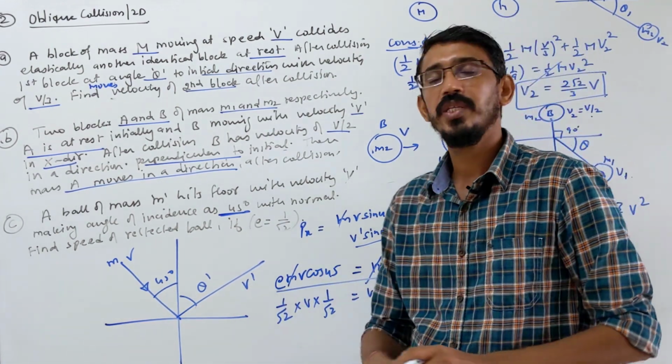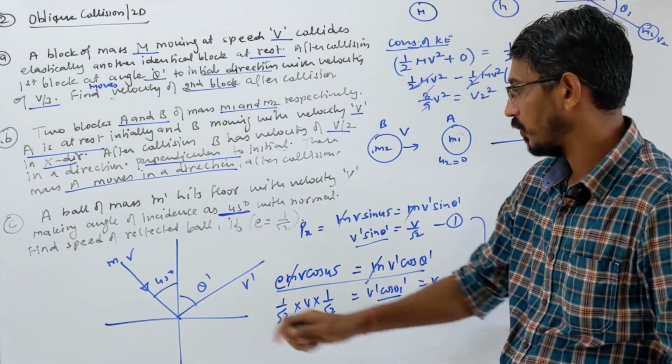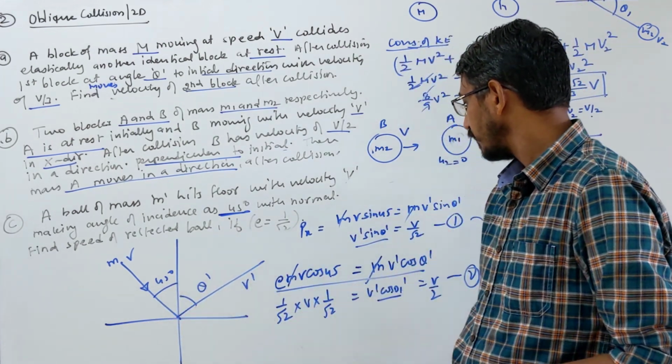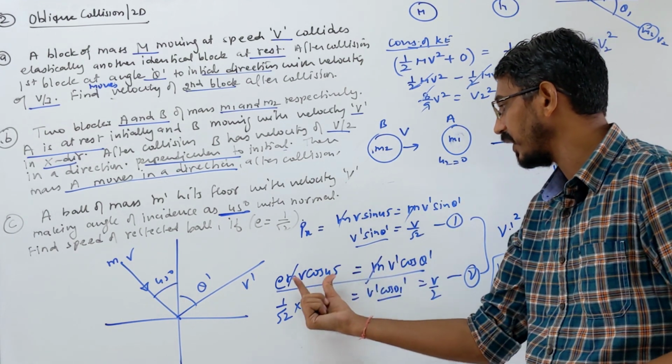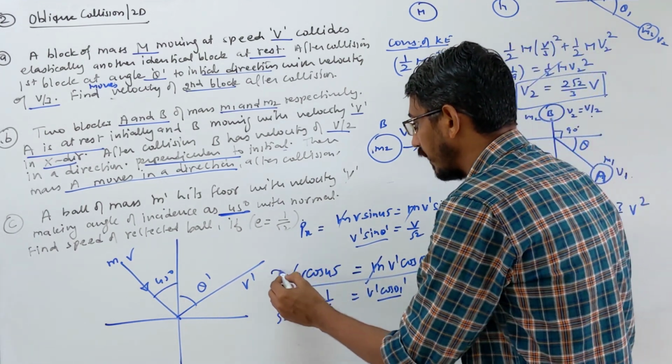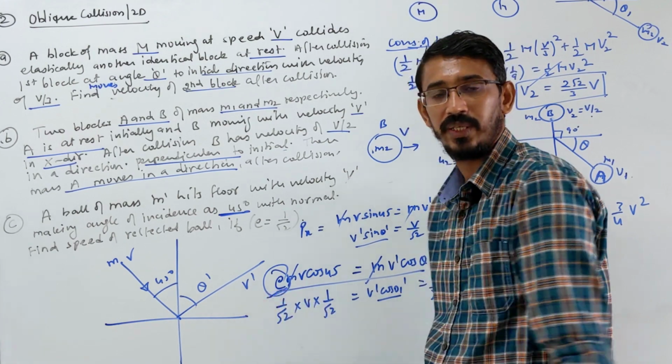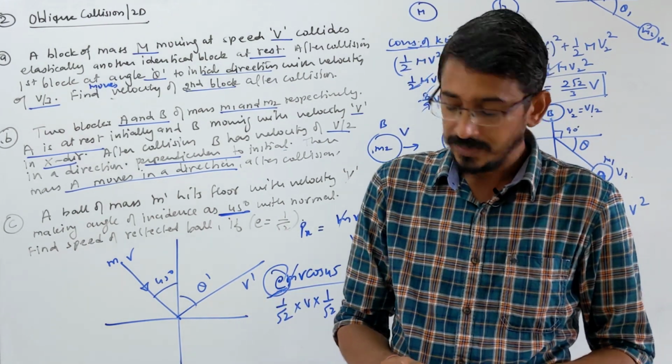So give attention here, only this term: the momentum is changing along the normal, normal to your surface. So I am writing it like that. This is final, and that is initial, so e times I am writing. Here the velocity is changing, and that you have to give attention to.